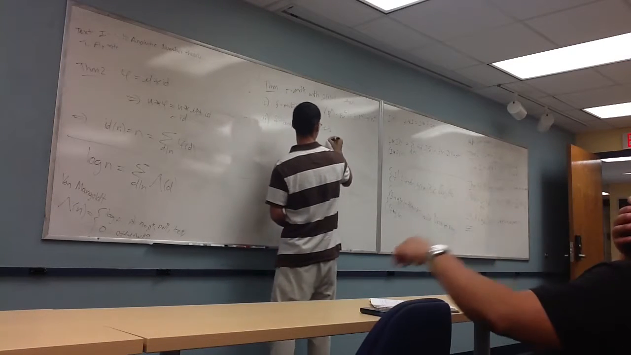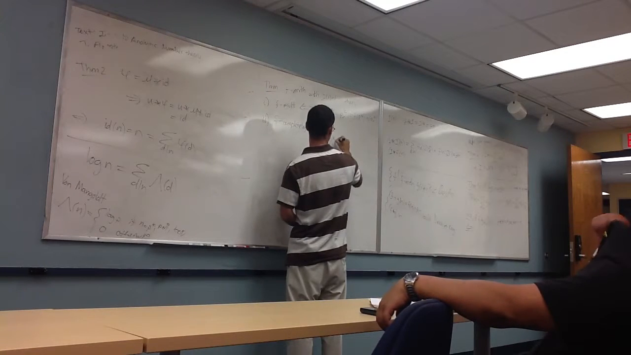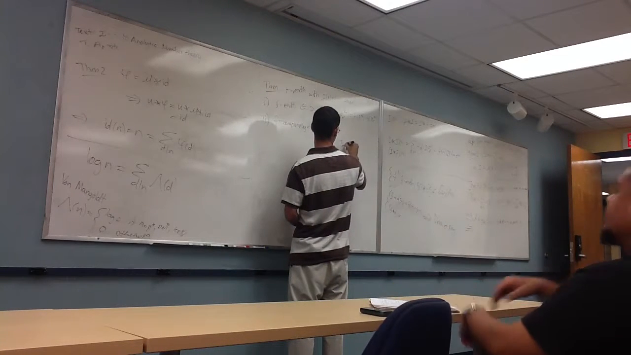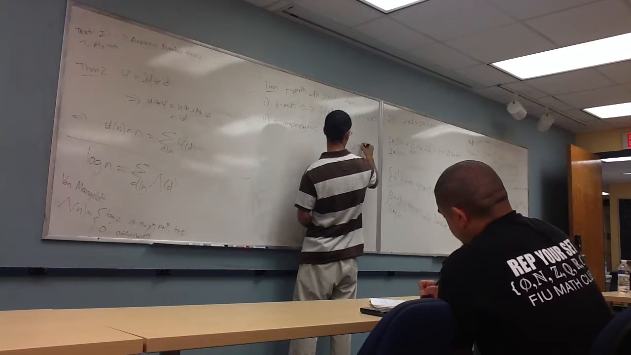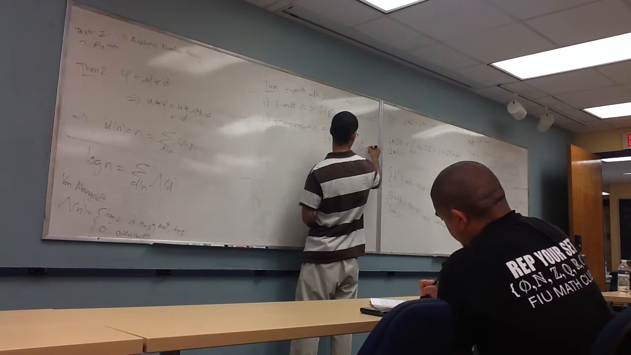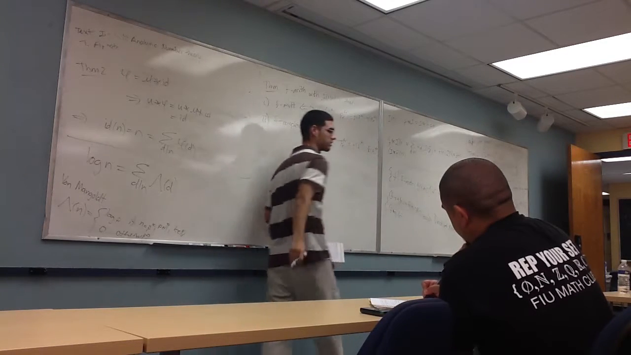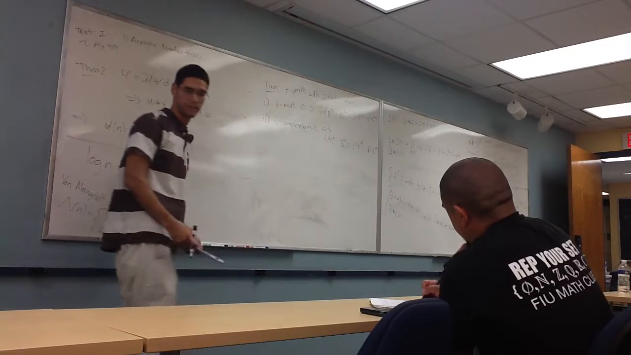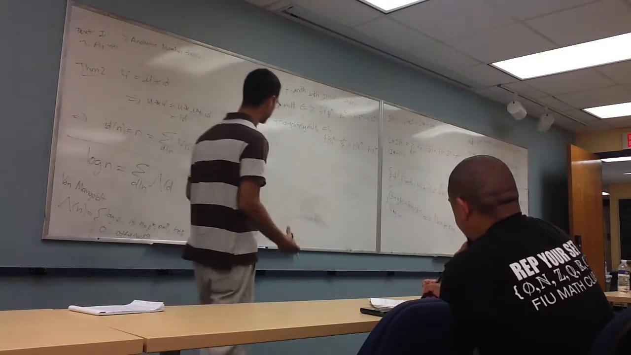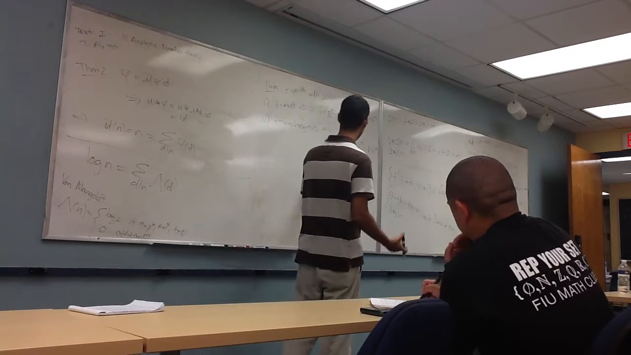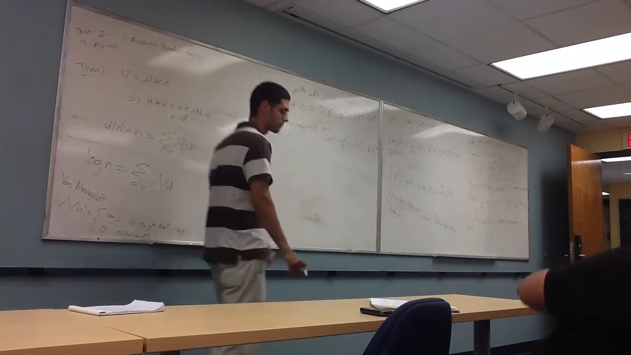If and only if f(p1^k1 ... pr^kr) = f(p1^k1) ... f(pr^kr). So f is completely multiplicative if it completely preserves the factorization structure of the natural numbers. And it's just multiplicative if this one holds.